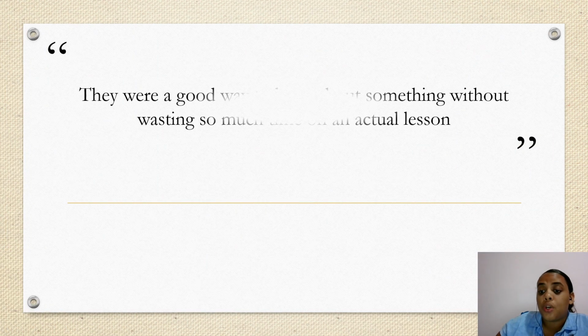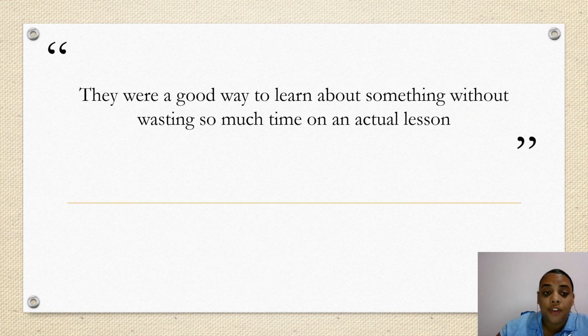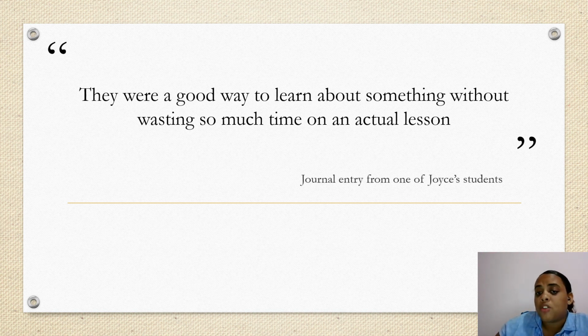Even one of Joyce's students expressed the same feeling in one of their journal entries, and I quote, they said this about the write-up assignments: They were a good way to learn about something without wasting so much time on an actual lesson.